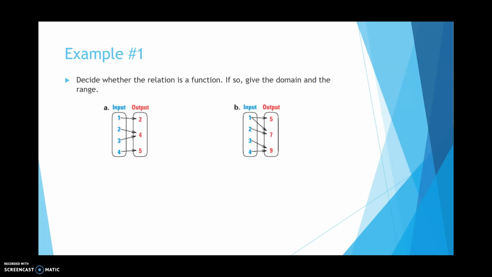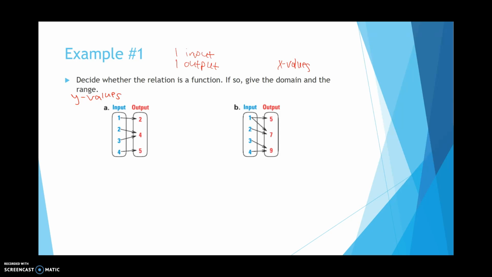So here we have our first example for this section. It says decide whether the relation is a function. Remember, a function has to have one input and one output. If it does not have one input and one output, then we can call that a relation. So it's saying decide whether the relation is a function. If so, give the domain and the range. Domain is representing your x values, and the range is representing your y values.